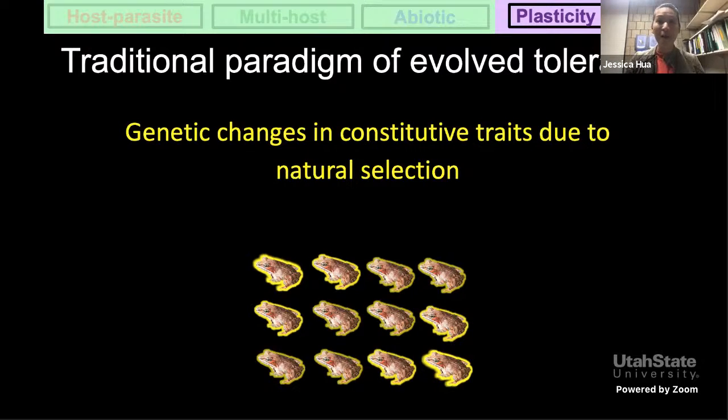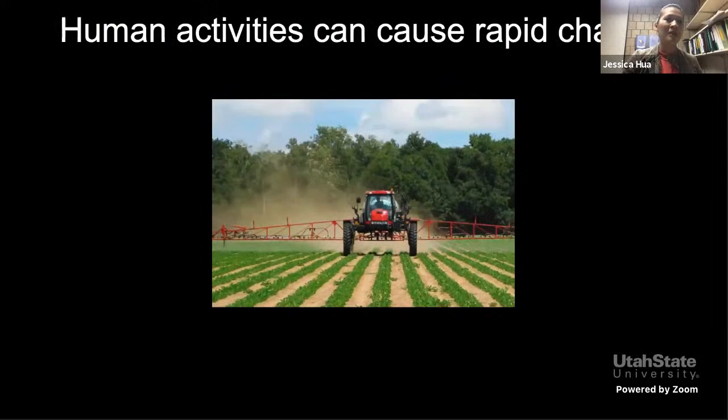First, it depends on that population having those individuals that have the ability to tolerate the contaminant, that constitutive ability to tolerate the contaminant to begin with. And also, it can take multiple generations. And this multiple generation is an important point, because when it comes to human activities, oftentimes things like pollutants cause really rapid change. And so with that in mind, I became really interested in exploring whether there were other mechanisms for how organisms can rapidly or more rapidly deal with pollutants.